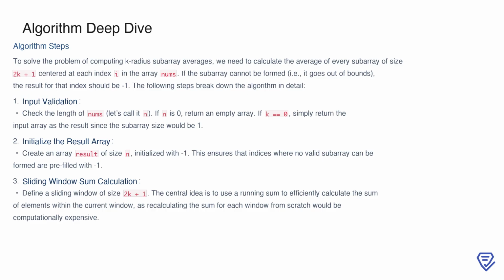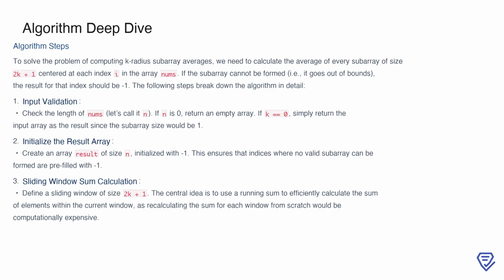To solve the problem of calculating k-radius subarray averages, we start by breaking the task into clear steps. First, we need to compute the average of every subarray of size 2k+1 centered at each index i in the input array, nums. If the subarray cannot be fully formed due to boundary constraints, the result for that index will be -1.